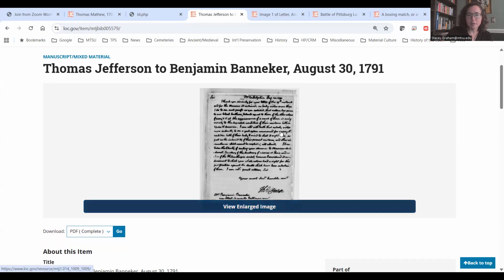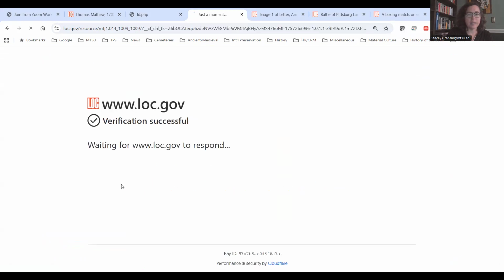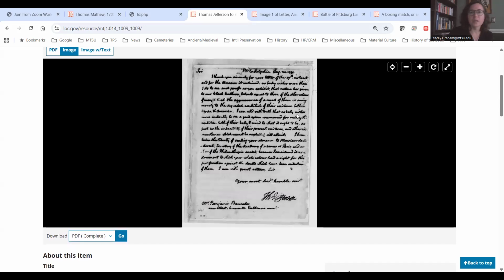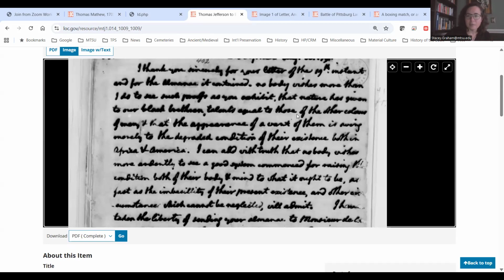Here is a letter that he wrote to Benjamin Banneker. And yes, the Library of Congress has to verify now that we are human, so just give it a couple seconds. And sometimes you have to X in the box, and sometimes you don't. So this is a case where his very neat handwriting is still difficult to read because the ink has spread over the years and makes it look very fuzzy, and it's harder to distinguish what all of these letter forms are. So this is harder to read because of its age and the type of ink on the type of paper rather than his handwriting.